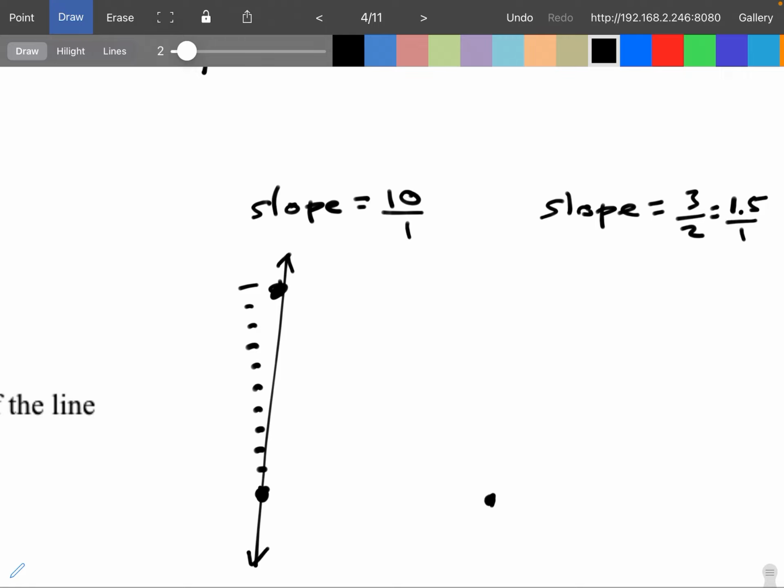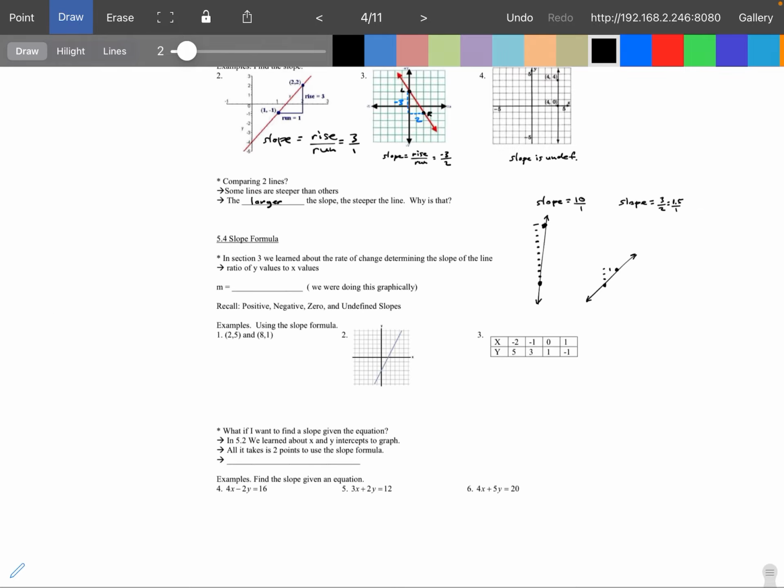Then if you had a slope of, I don't know, what should we do? If you had a slope of like 3 over 2, which is the same thing as 1.5, right? If you had a slope of 3 over 2 or 1.5 over 1, the rise would be 3, so you go up 3, and the run would be right 2. So can you guys see that that slope is less steep than the one that's 10 over 1?